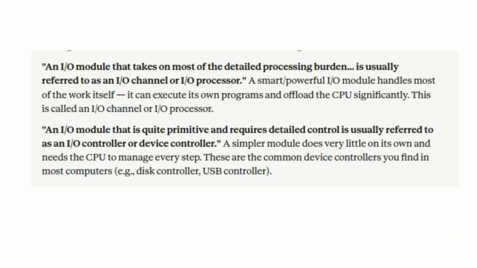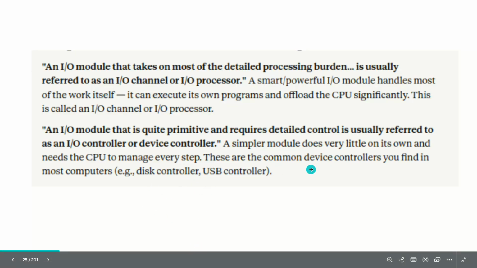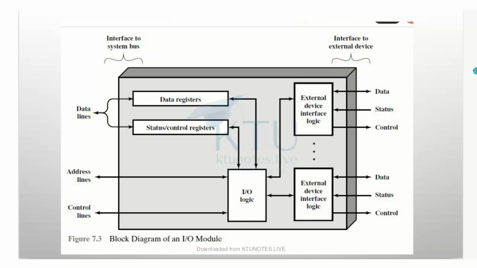Now if you have an I/O module that is doing most of the detailed processing, such an I/O module is known as an I/O channel or I/O processor. And those which require control from the CPU, that is, a primitive I/O module, are known as an I/O controller or device controller, like a USB controller or disk controller. These are examples: disk controller, USB controller, and so on. So let's learn this diagram right now.